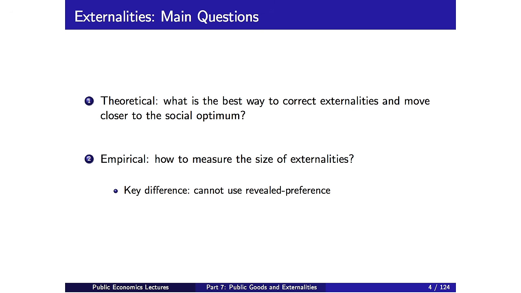So here are the main questions. At a theoretical level, in the optimal policy context, the question is what's the best way to correct externalities and move us closer to the social optimum? And then the empirical question is how do you measure the size of the externality? We'll see naturally that the size of the corrective tax you want to levy depends upon the marginal cost of the externality. How do you measure the size of externalities at the margin?